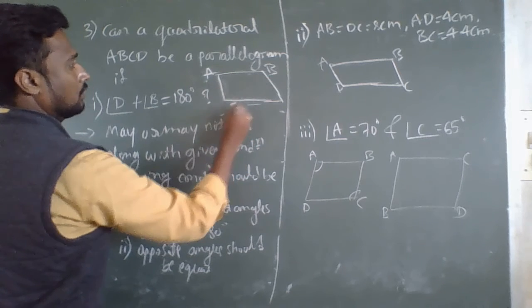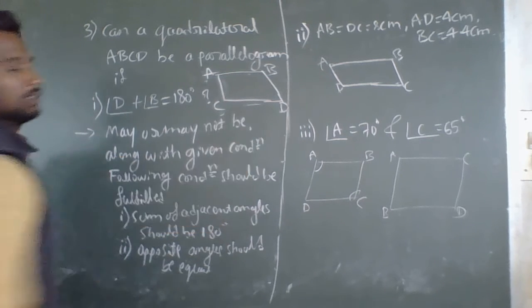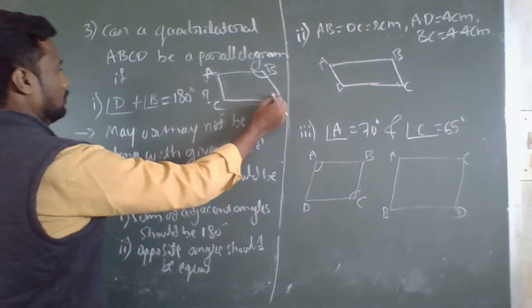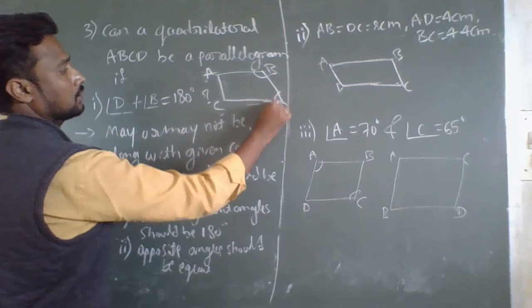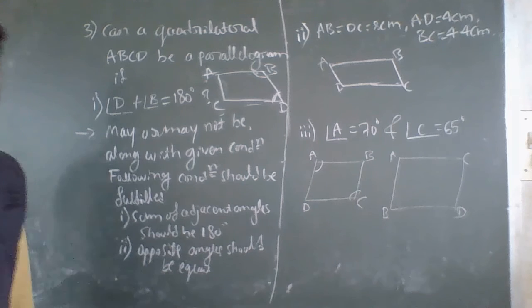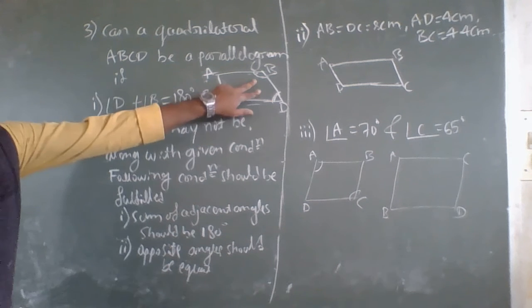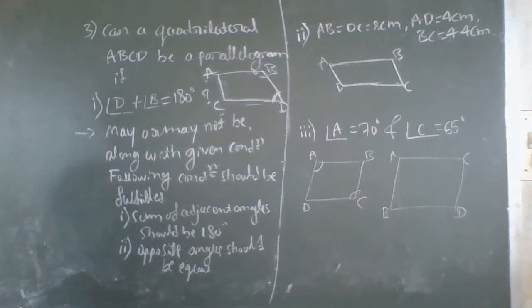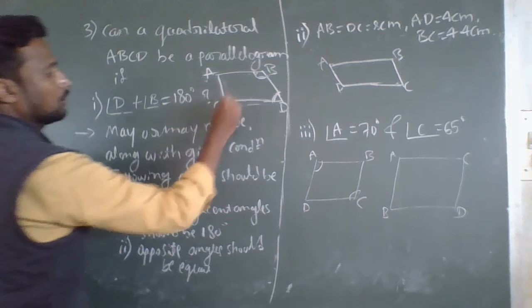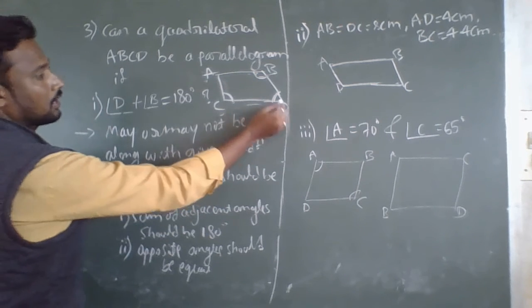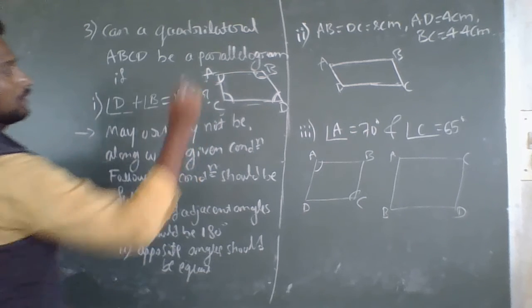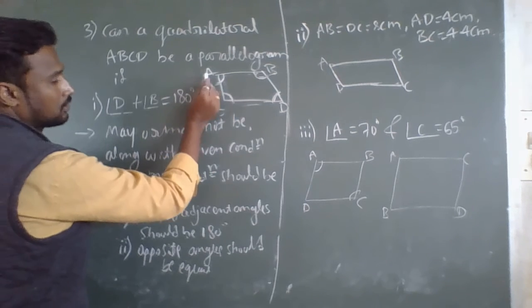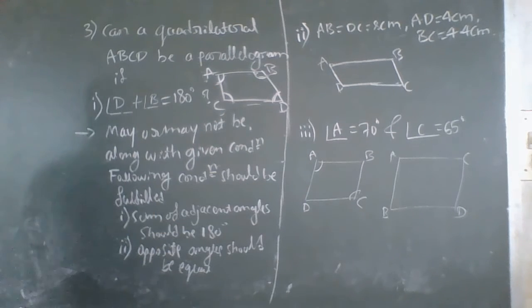A, B, C, D. So here, what is given? Angle B plus angle D, these two angles, the sum of these two angles is equal to 180 degrees, meaning the sum of adjacent angles is equal to 180 degrees. And here angle B should be equal to angle C and angle D should be equal to angle A, because C and B are opposite angles, and here also angle A and angle D are opposite angles.